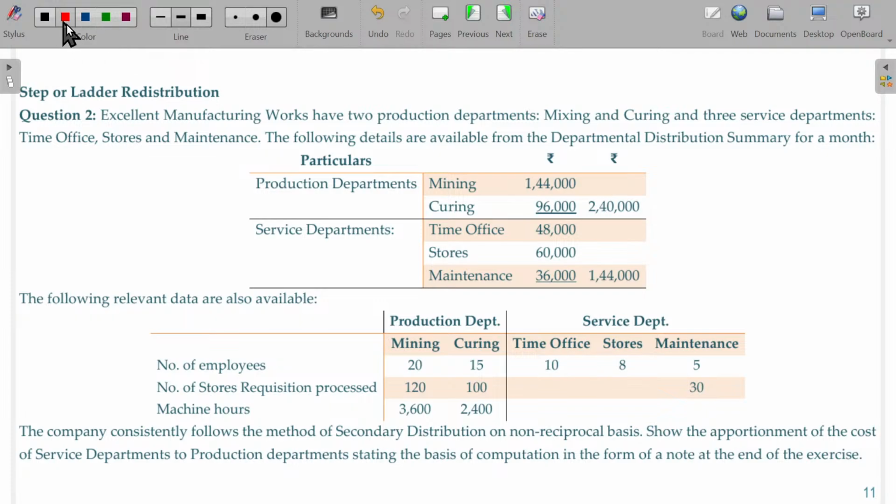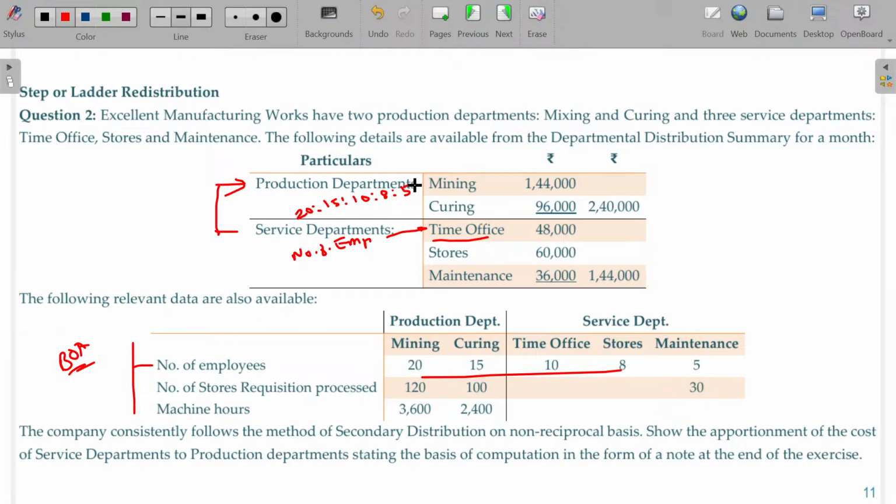Now, my intention is to distribute the service department overheads to the production departments only. This is all about time office. How can we distribute the time office overheads to the other departments? Here is the basis of apportionment. Like in primary distribution, where common expenses were distributed to the departments using a base, time office is related to the number of employees. As per the number of employees, what is the ratio you have? 20 is to 15 is to 10 is to 8 is to 5.